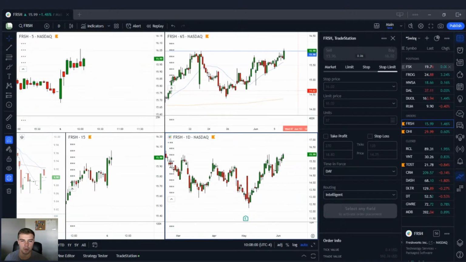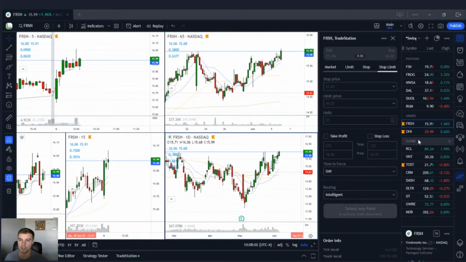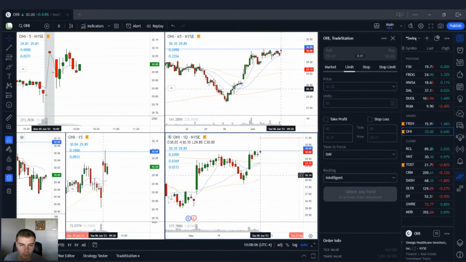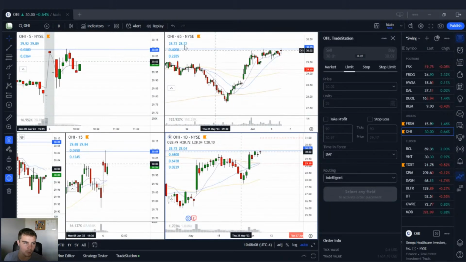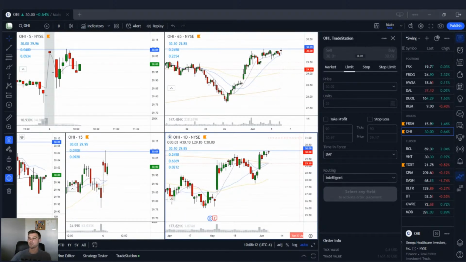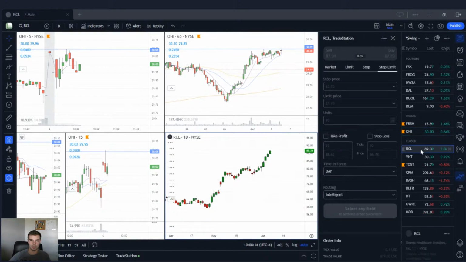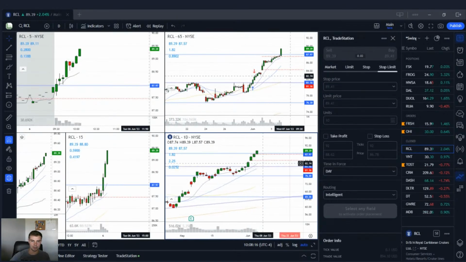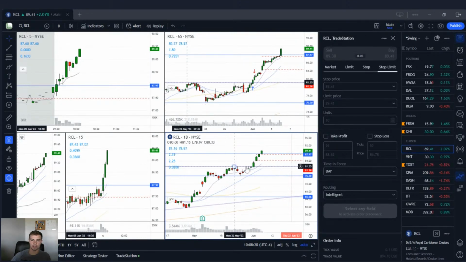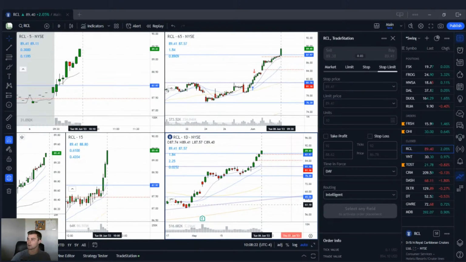ROM is chopping around. Looks like Fresh triggered us in. And then the OHI, did this thing go in? It looks like it probably triggered us in. Just barely peekabooed us there. So looking pretty solid on the swing trades. RCO just continues to rip higher. And that was a nice one. That was a nice clean breakout right there.